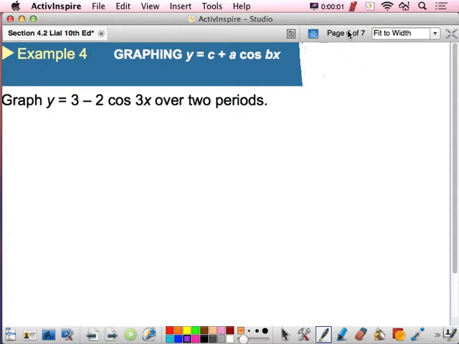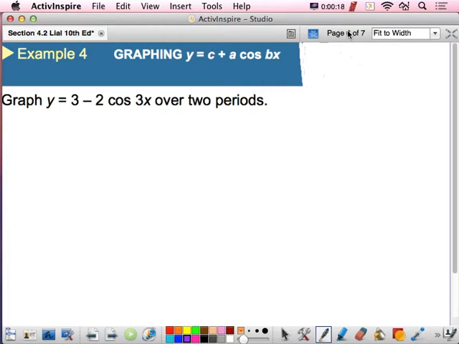At y equals 3 minus 2 cosine of 3x. And we want to graph that over 2 periods. So this is the first one that we've done today that doesn't have a phase shift. And we know it doesn't have a phase shift because it doesn't have a parenthesis. But it does have a vertical shift.